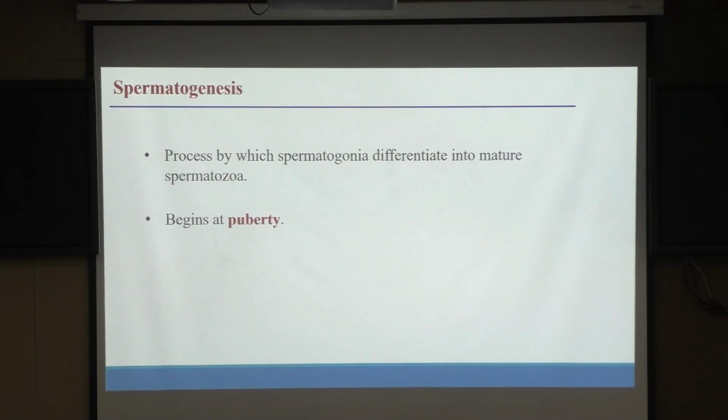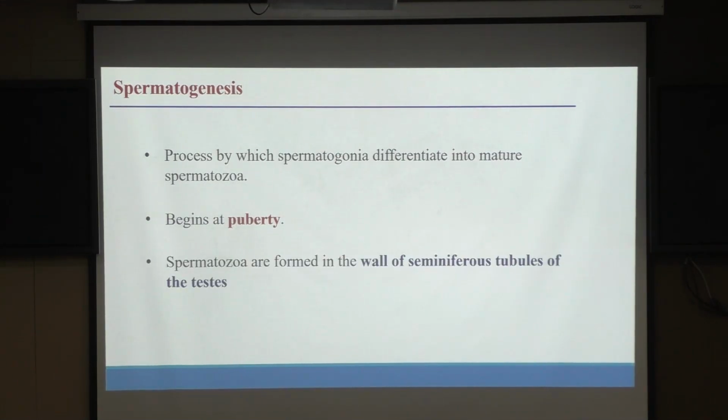Now, the most important thing, the difference between spermatogenesis and oogenesis, is that spermatogenesis begins at puberty, not before puberty, right? Till puberty, the seminiferous tubules are not canalized and there is no initiation of spermatogenesis. In contrast to oogenesis, which starts before birth, right? Okay.